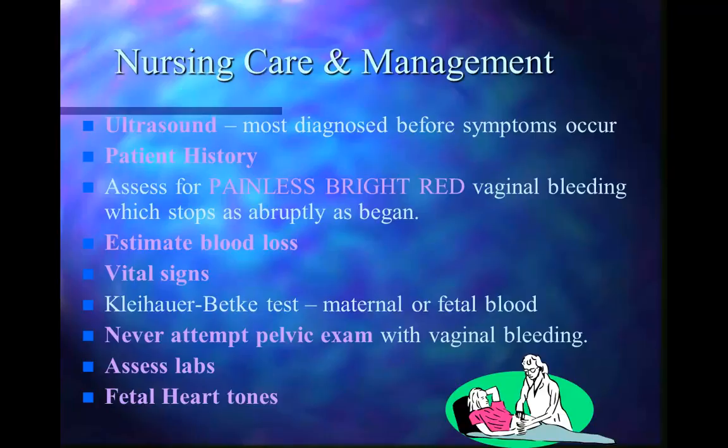Try to estimate the blood loss, get her vital signs because you want to see if they're indicating loss of blood, and there is a test that can be done in the lab called the Kleihauer-Betke test, where they can determine if the bleeding is from the mom or the baby. Never, never, never attempt a pelvic exam whenever there's vaginal bleeding. The only time you would do that is if the physician is standing right next to you and you are all prepared to go do an emergency C-section. Assess other labs like hemoglobin, hematocrit, etc., and assess fetal heart tones to see if the fetus has been compromised from this blood loss.